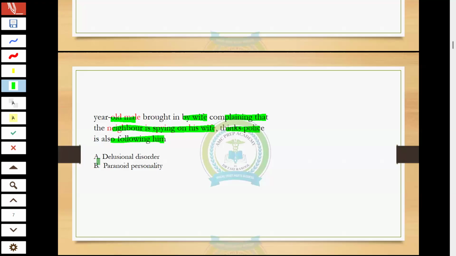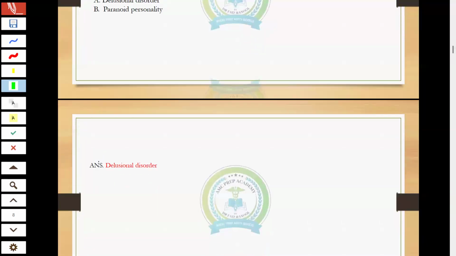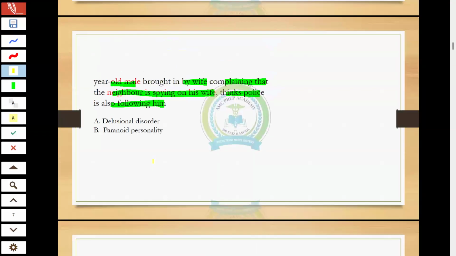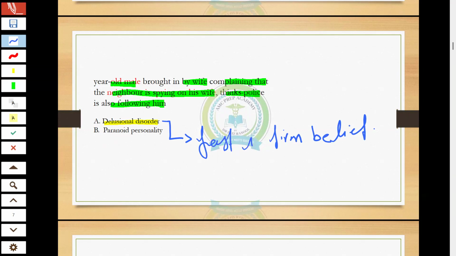So doctors, let me see the answer. The answer is delusional disorder. Why? Delusion means the patient has a fixed and firm belief. There are no ideas of reference, just a fixed and firm belief. Like the patient claims that the American president is talking to me, a fixed and firm belief.